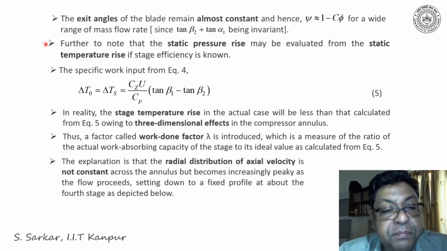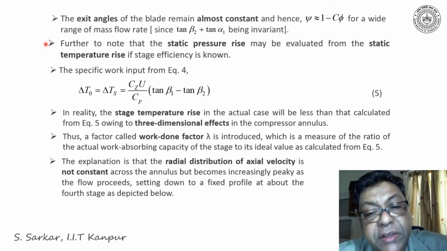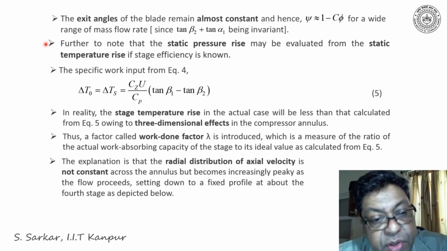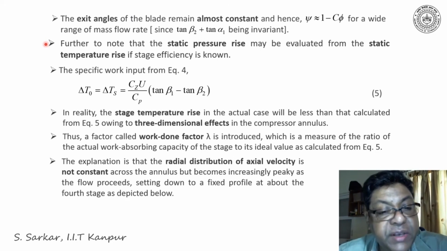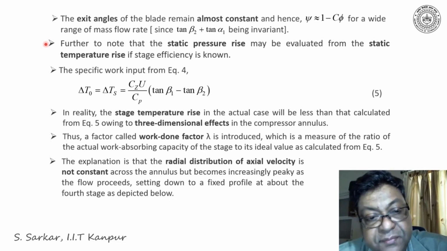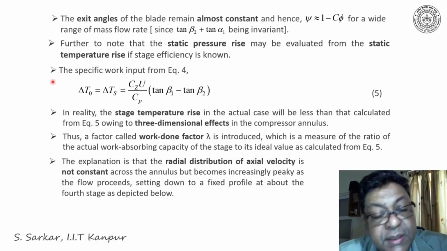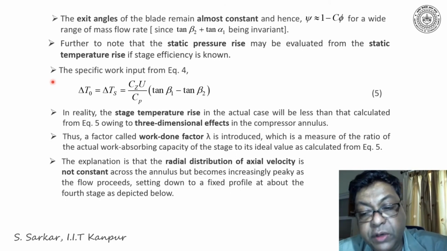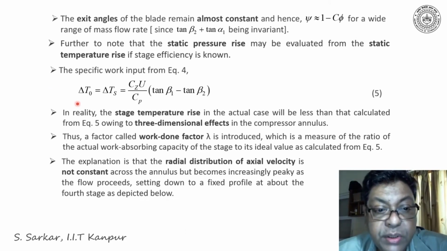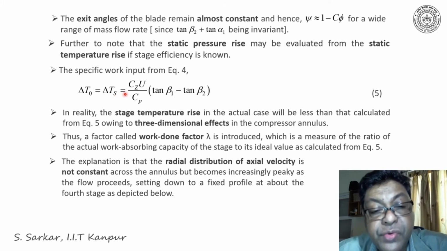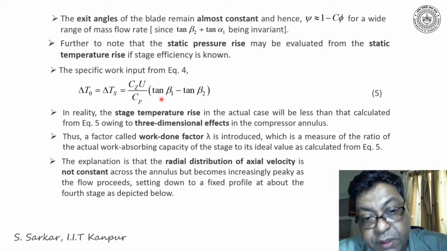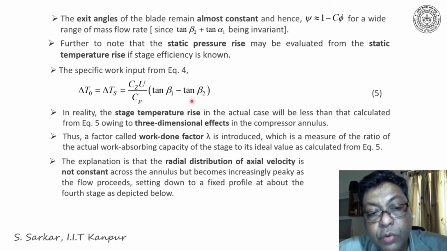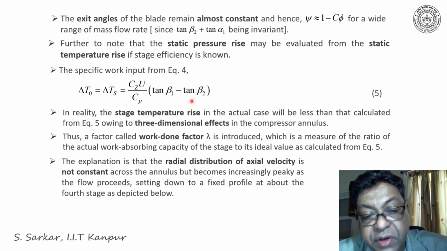Further, please note that the static pressure rise may be evaluated from the static temperature rise of the stage if the stage efficiency is known or assessed. Now, the total temperature rise of the stage or the static temperature rise can be evaluated from the specific work input from equation 4 as del T0 is equal to del Ts is equal to Cz into U divided by Cp into (tan beta 1 minus tan beta 2), where del T0 is the total temperature rise and del Ts is the static temperature rise across the stage.